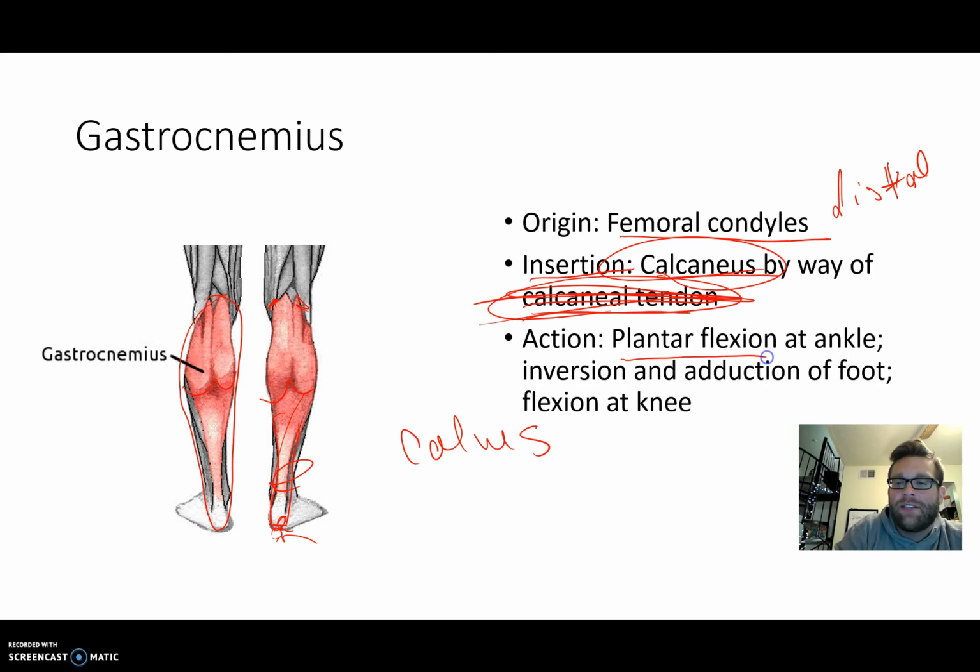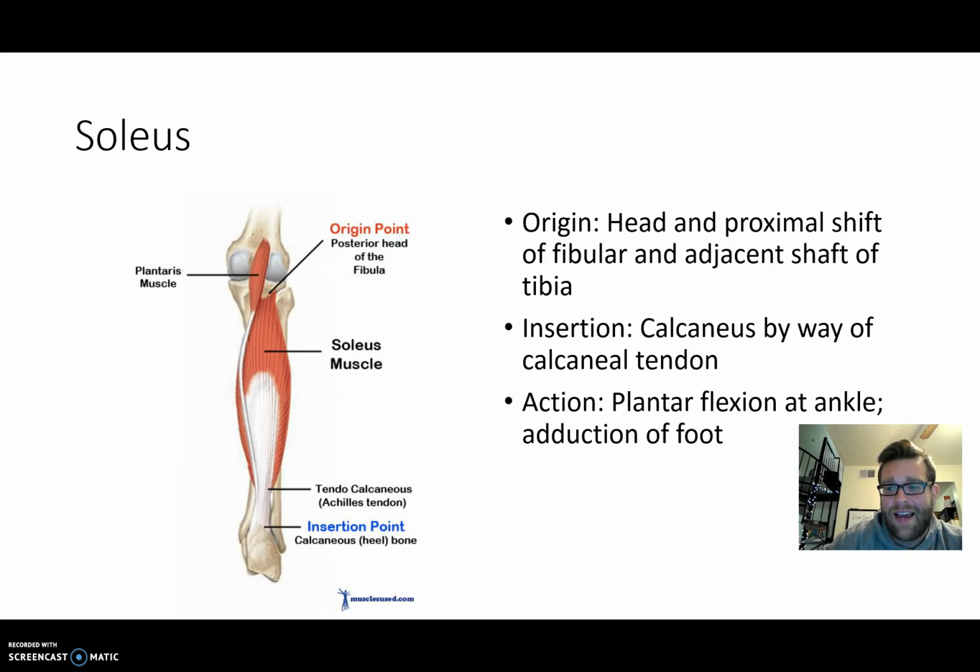Its main action is plantar flexion of the ankle. So remember plantar flexion, if you've got your leg like this, plantar flexion is where you're going to be pulling it up this way, and dorsiflexion. So those are your 2 actions. So it's moving your foot in this way. So plantar flexion, you're pointing. So inversion and adduction at the foot. So again, that's movement there. And then it also assists with flexion at the knee. So it's actually pulling on the back. Since it's on the femoral condyles, it can actually help move your leg. So the gastrocnemius.